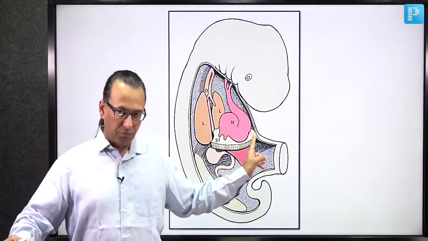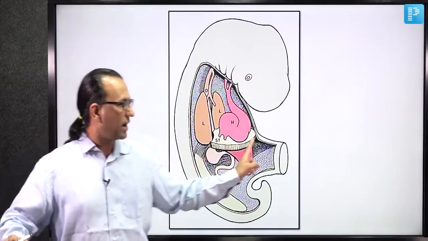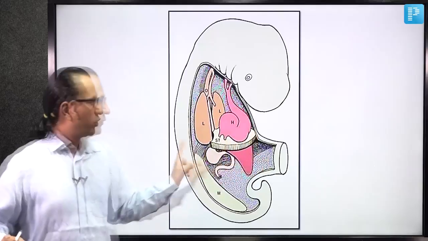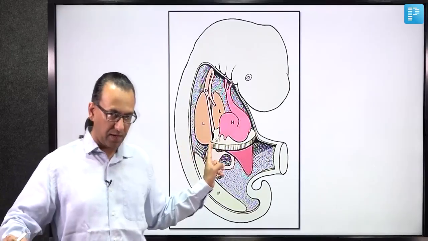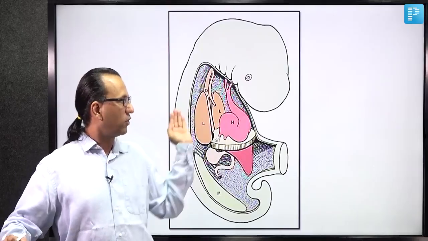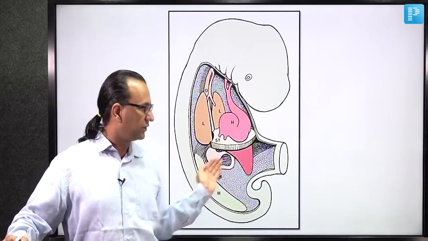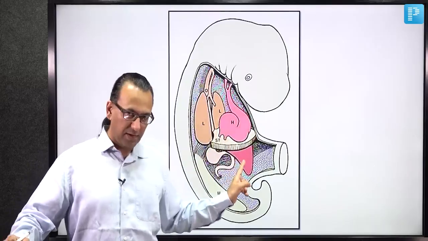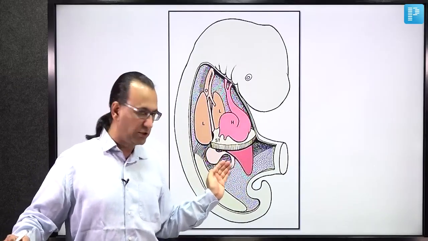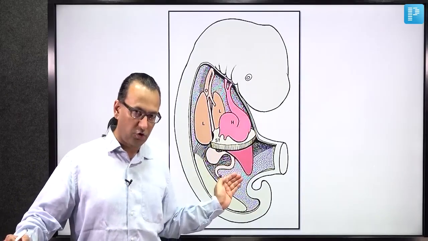Septum transversum is going to form the central tendon of the diaphragm, and along with that there will be some pleuroperitoneal membrane, one on each side contributing to the diaphragm, which is going to separate the thoracic organs from the abdominal viscera. In the thorax you will have the heart and the lungs, and in the abdomen you have the liver and the rest of the GI tract and genitourinary tract as well.